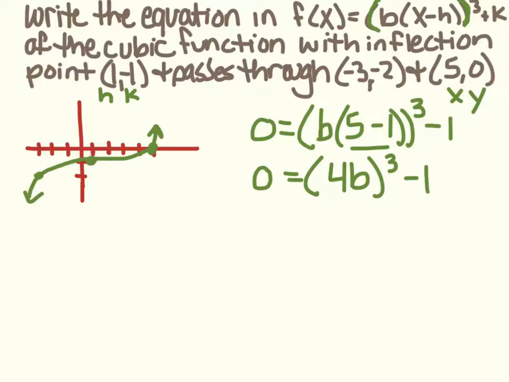Don't cube the 4 yet because we want to solve for b, so we don't want to make b bigger. We want to actually go the other way and add 1 to the other side.